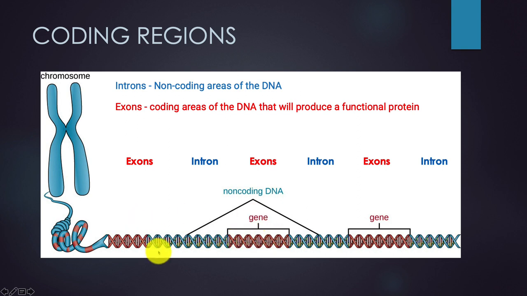So if I asked you guys which is more important, exons that actually make proteins or the introns which regulate how proteins are made, that's a trick question because they're both super, super, super important. And that's one of the major concepts that we're going to be talking about today. Okay. So we know that the exons make the proteins.